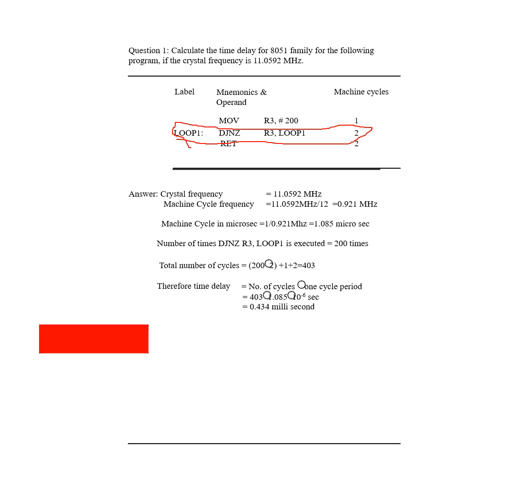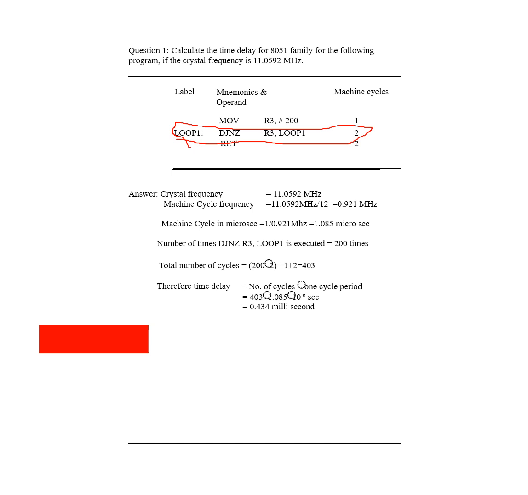Before that you have to do the normal calculation. It is 11.0592 megahertz crystal frequency, 8051 family. So the machine cycle frequency will be 11.0592 divided by 12, which is 0.921 megahertz. Machine cycle in microseconds is 1 over this, so you get 1.085 microseconds. The number of times DJNZ R3, loop 1 will be executed is 200 times because this value is 200.